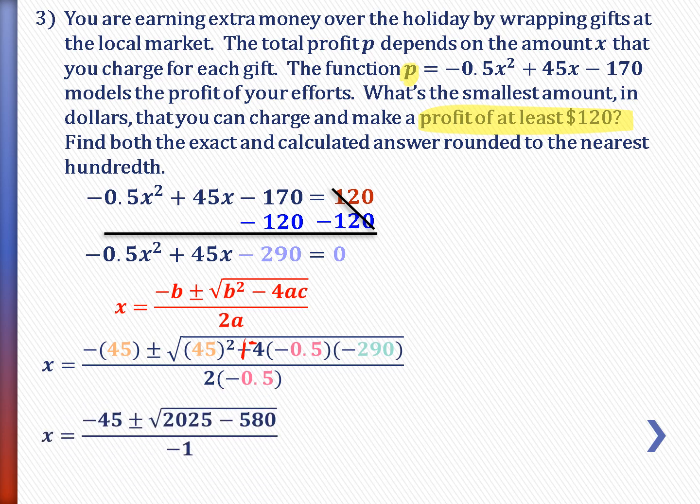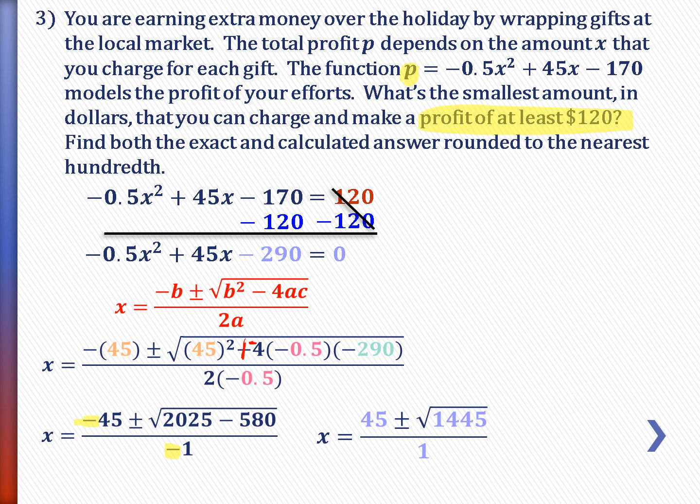So I multiply it out, I clean up under the radical, so I get 45 plus or minus the square root of 1,445 over 1. Now you're like, what? How did that happen? Well, think about it. You're like, they were negative. Okay, yeah, they were, but negative 45 over negative 1, the negatives go away.